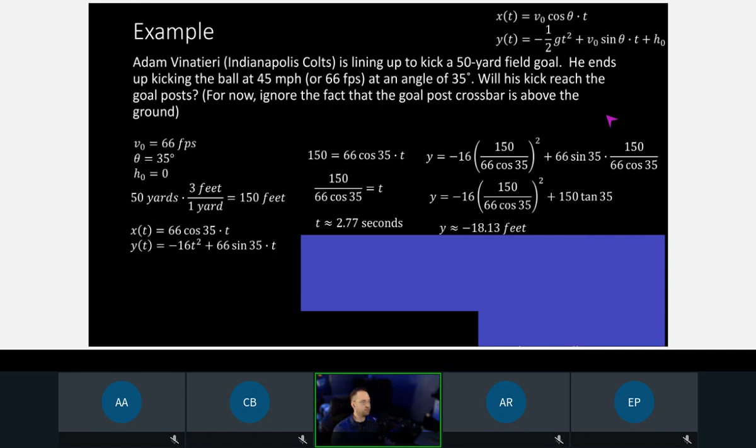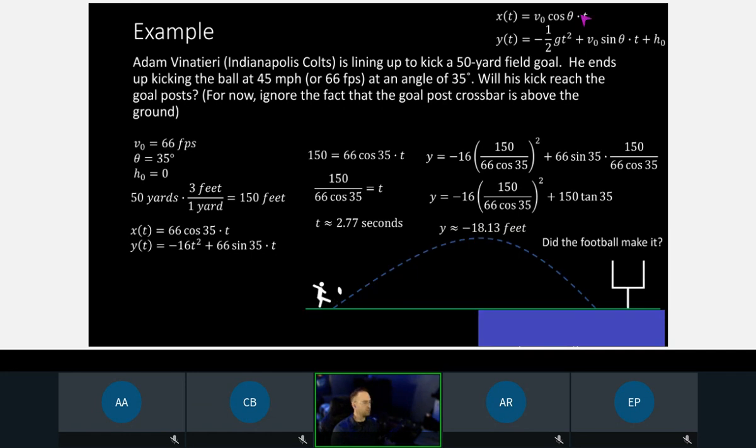And I went ahead and I drew this. I did this really sweet PowerPoint art of showing this football, and showing the ground is the green, and that at 2.77 seconds, we are 18.13 feet below the ground. So it gets at the goalpost, but it's below ground. So based on my picture, it is clear that it hits the ground here at some time, and the path would make it to the post underground. So the football did not make it.